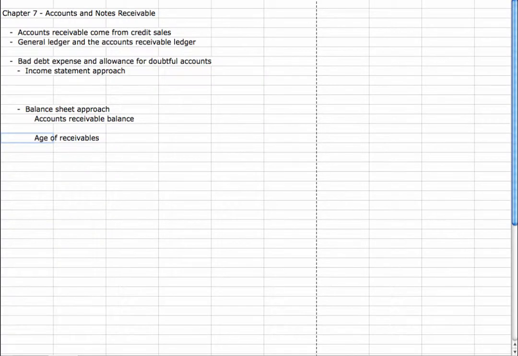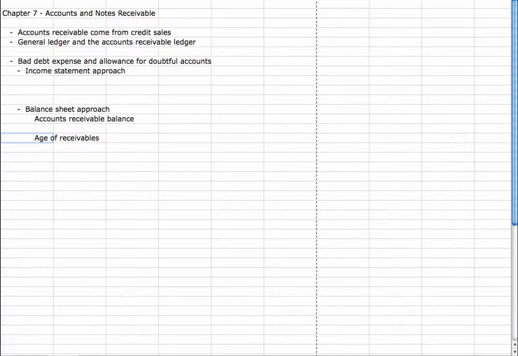We're now going to move on to Chapter 7, Accounts Receivable and Notes Receivable. Now, normally when we talk about the term receivable, we're talking about that someone owes you money. And if they owe you money, normally from accounts receivable, that is generated by credit sales, where a customer buys something from you and they agree to pay you over time.